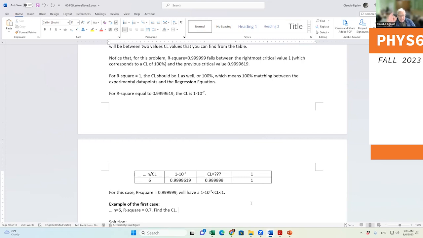If you want to know the exact value of the CL, you have to find out the equation for the CL that relates to R squared, and this is not an easy equation to work with. That's why you end up working with this table, okay?